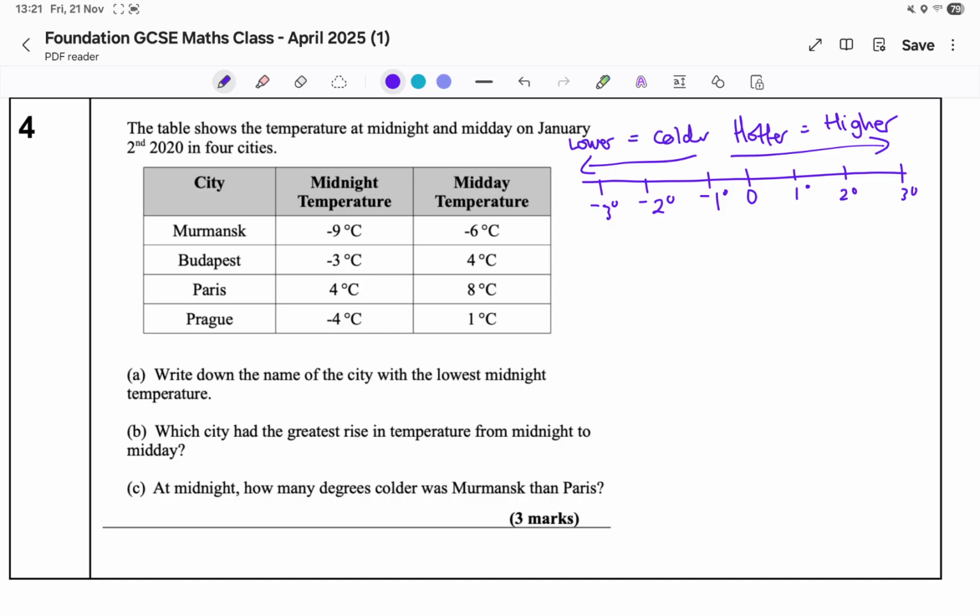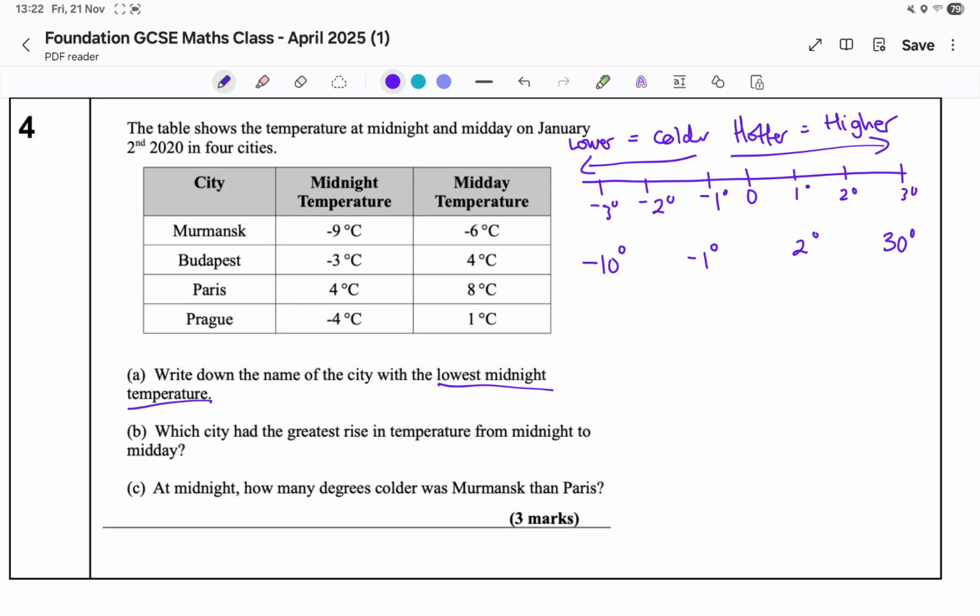For example, 30 degrees is hotter than 2 degrees. Minus 10 degrees is colder than minus 1 degree. So think of it logically when you're reading the weather or when you're looking at the news channel. The more negative the temperature, the colder it is. So just remember that. Write down the name of the city with the lowest midnight temperature.